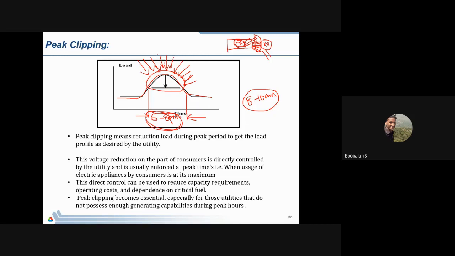Now we are going to introduce direct control techniques. What are we going to do? We are going to introduce some technology, a small controlling element. We need to purchase it and install it on a particular piece of equipment, or introduce a small control element on the load side, directly on the customer side.